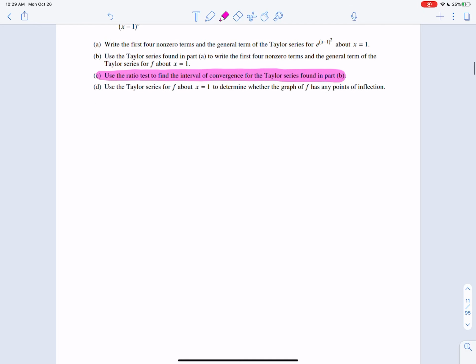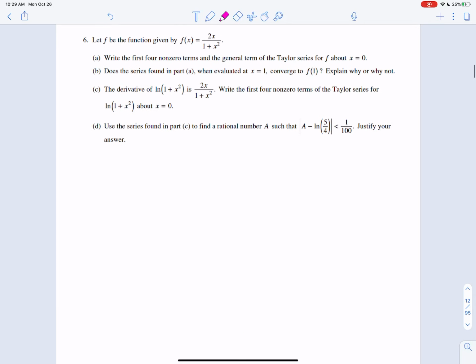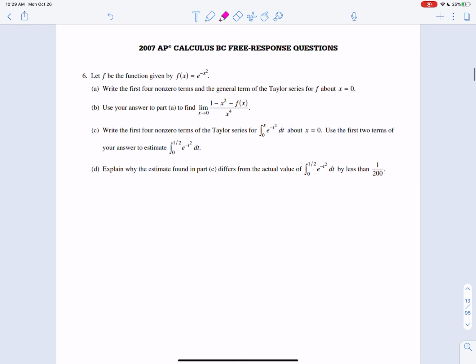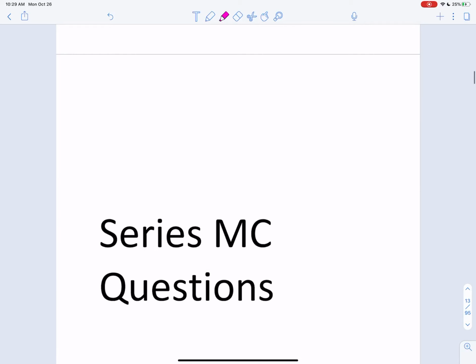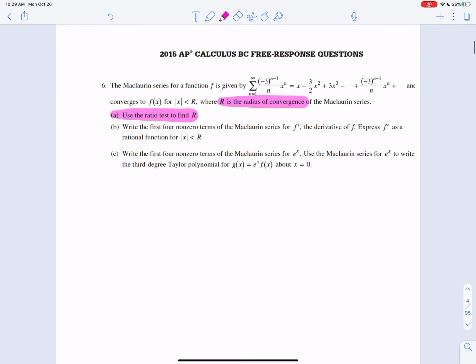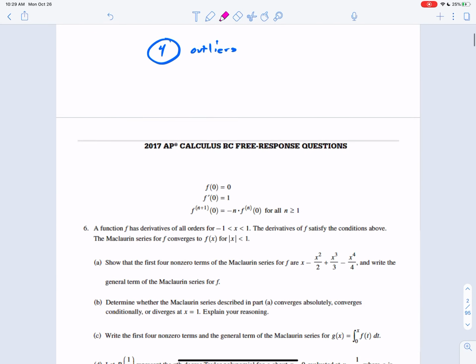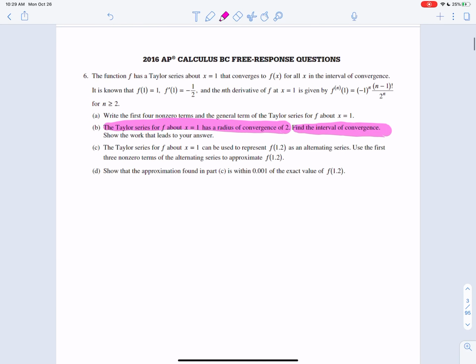All right. 2008. Wait. Yeah, there's none in 2008. And 2007, let's see. I don't see any here. So it does appear often, but not as often as finding the first 4 non-zero terms, right? Okay. So here we go. I'll show you how to do it.